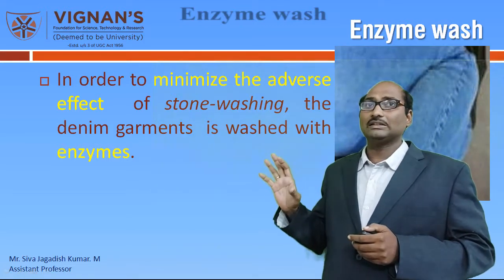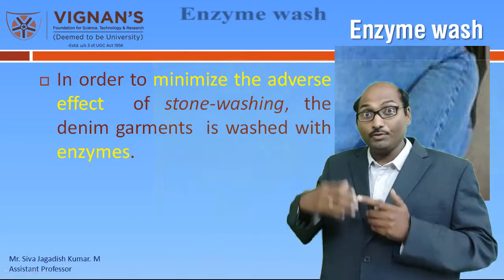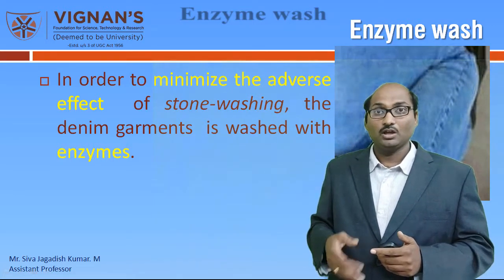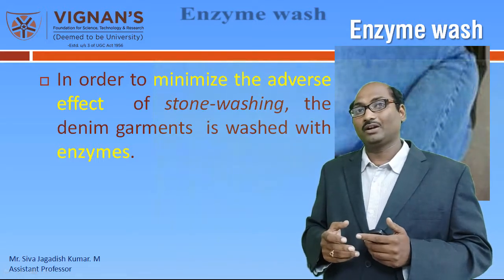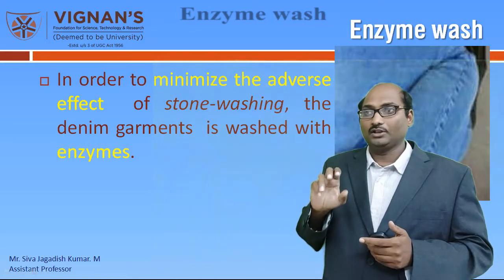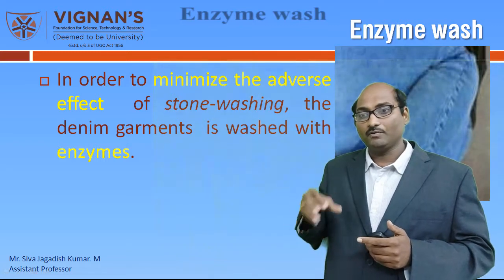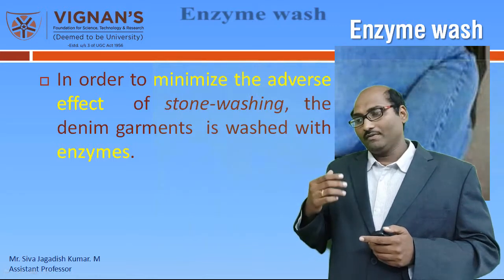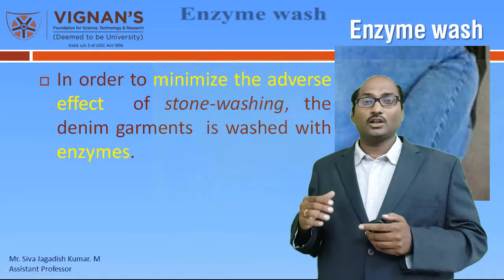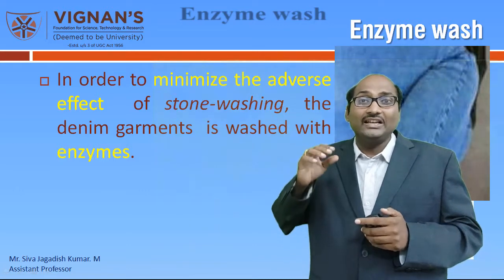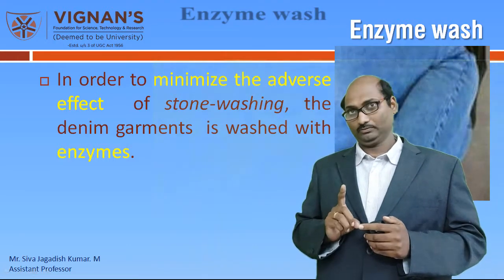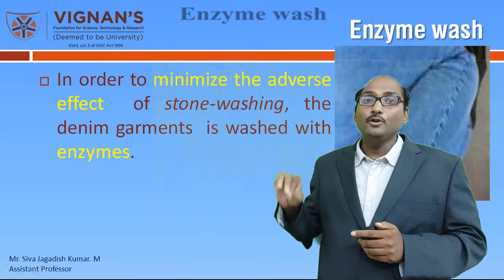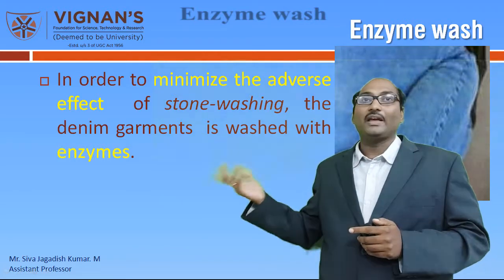Basically, it is used to minimize the adverse effects of stone washing. So you will better understand the advantages of enzyme wash compared with stone wash. In stone wash, a lot of rust or grit is formed, which blocks the pipes, machines get damaged, and even the fabric tear strength, tensile strength and other parameters are drastically reduced. These adverse effects can be reduced with the help of enzyme wash.